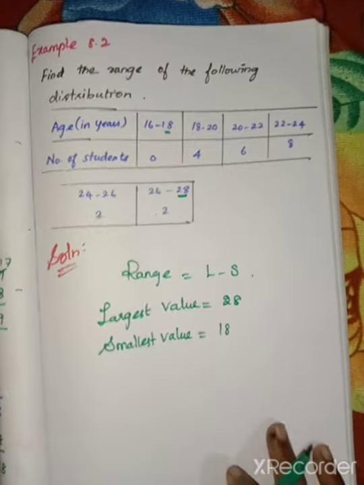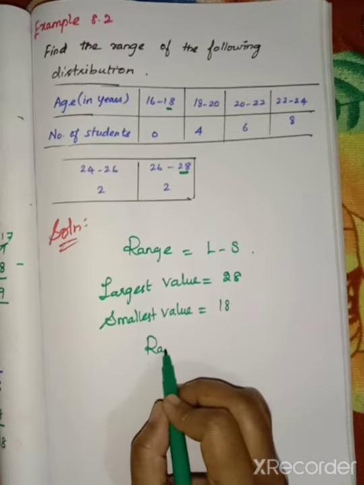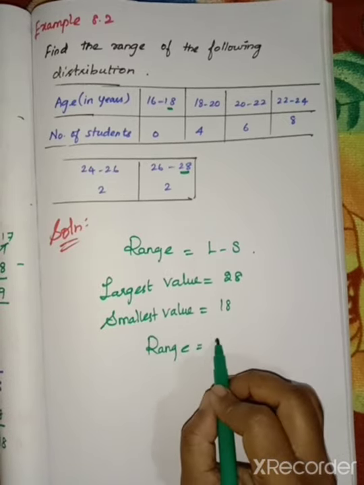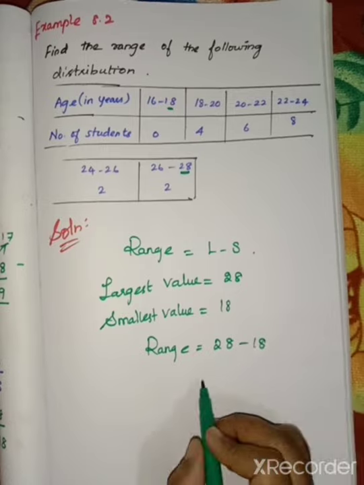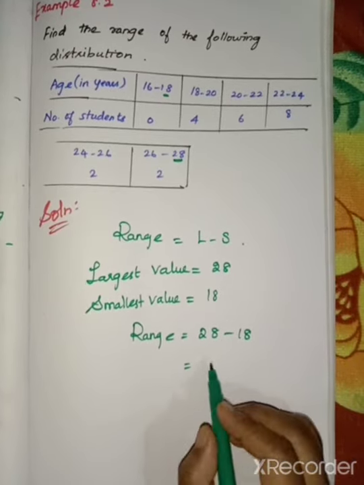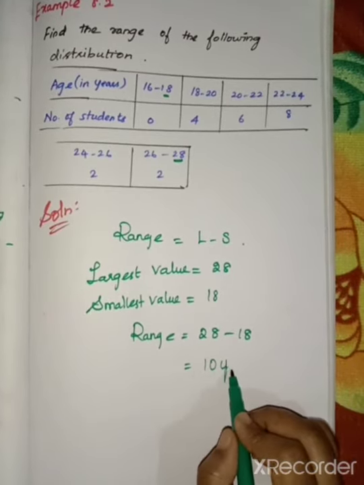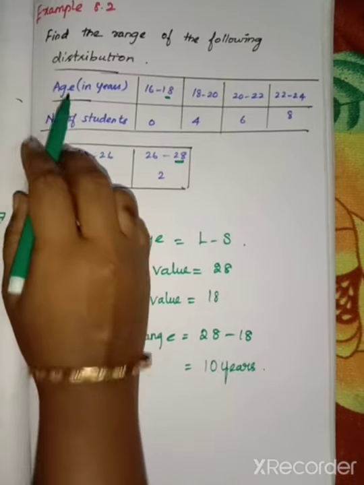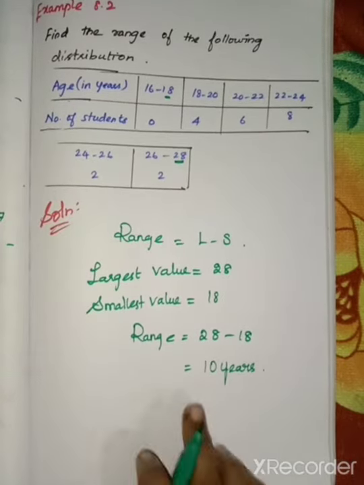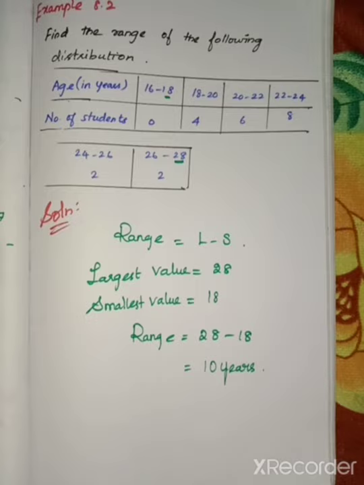Now we want to find the range. Range equals 28 minus 18. If you subtract, we get 10. That means 10 years, because the age is in years. So if you calculate the range, we get 10.